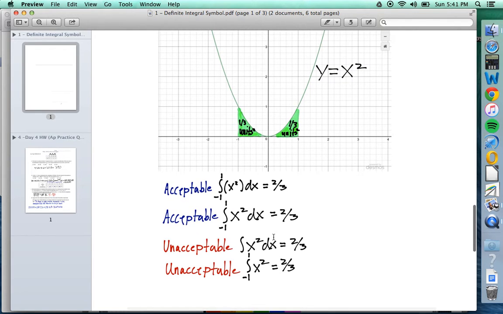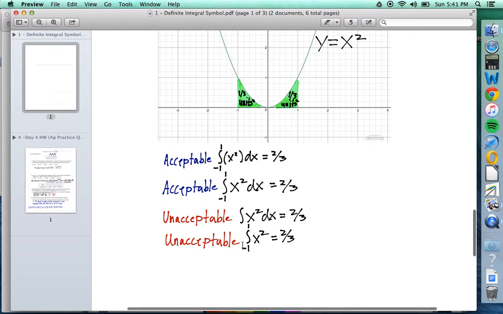Here are a couple things that are unacceptable. You cannot just say the integral of x squared dx equals 2/3. It's probably obvious to you that where you start and where you stop affect the total. So the -1 and the 1 matter, right? If it was ambiguous, then it could be -2 to 2, and that's a much bigger amount.